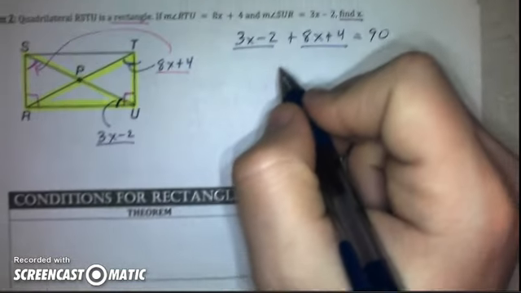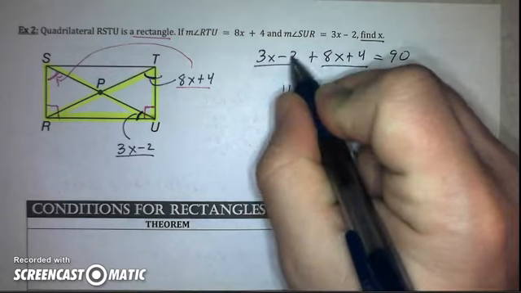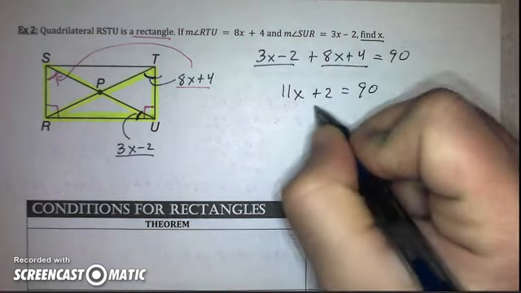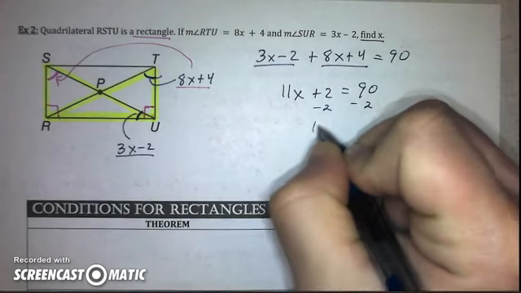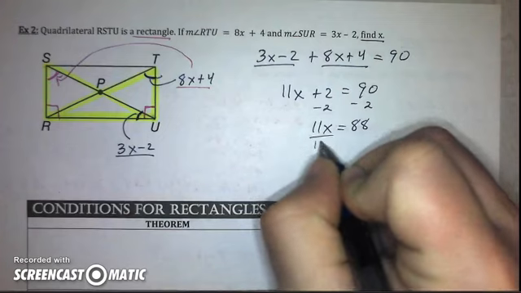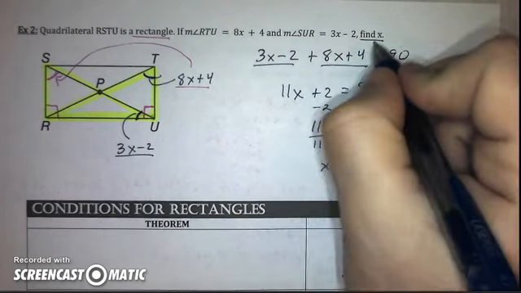And so we combine our like terms. 3x and 8x is 11x. Minus 2 and plus 4 is plus 2. Subtract 2 from both sides. Divide by 11. And x equals 8. And that is all we were supposed to find.